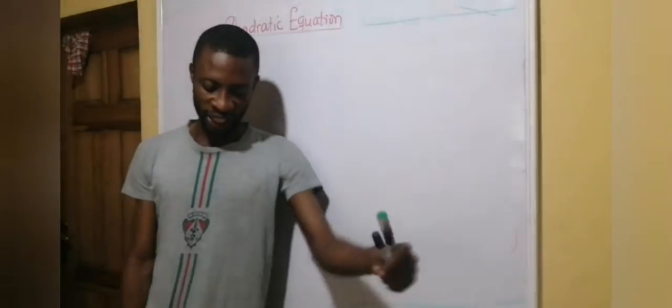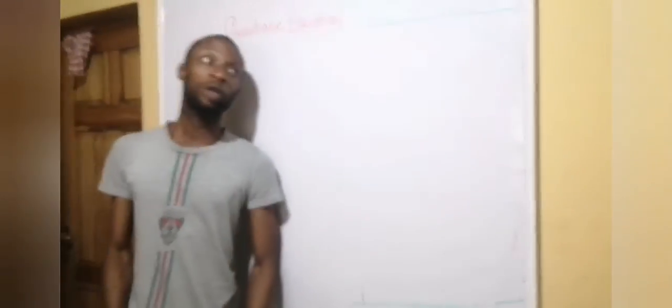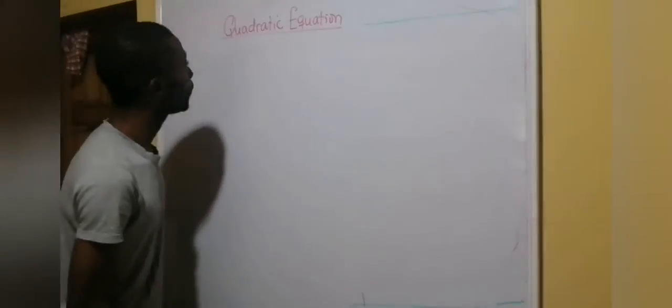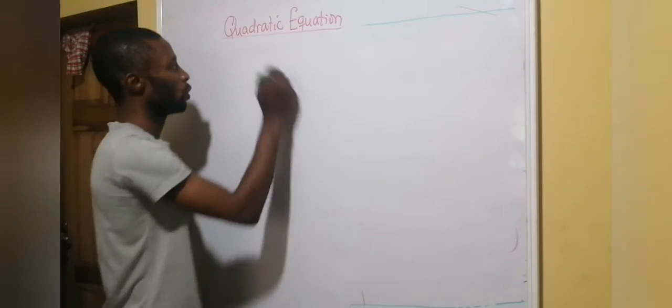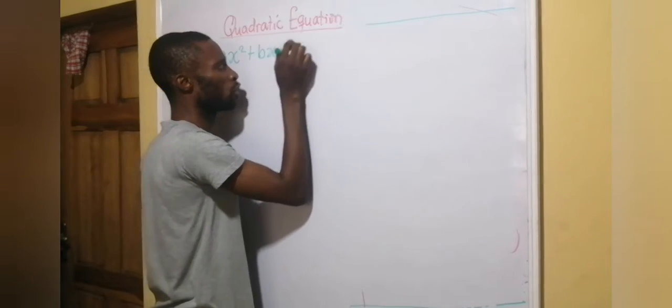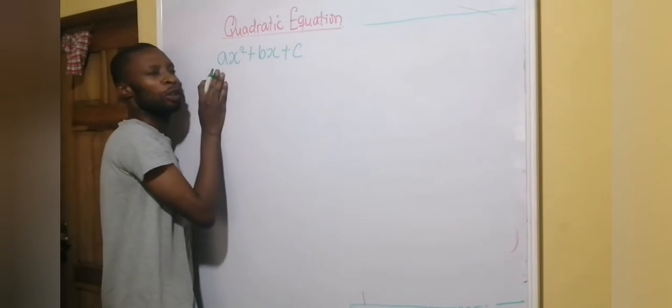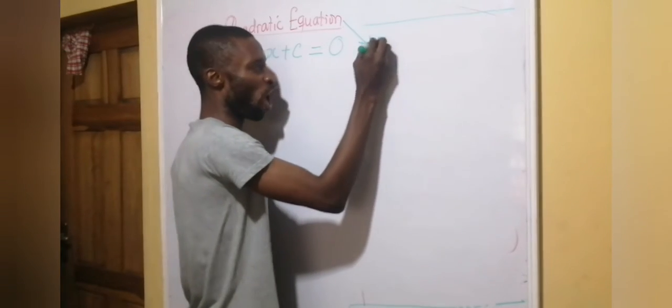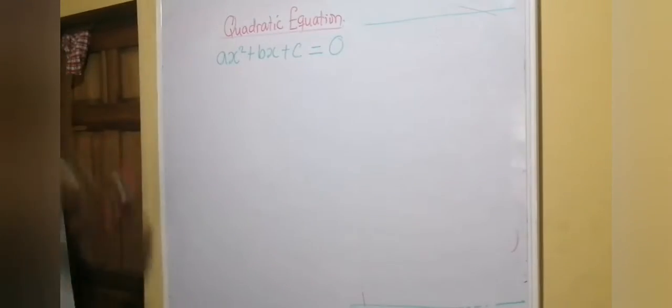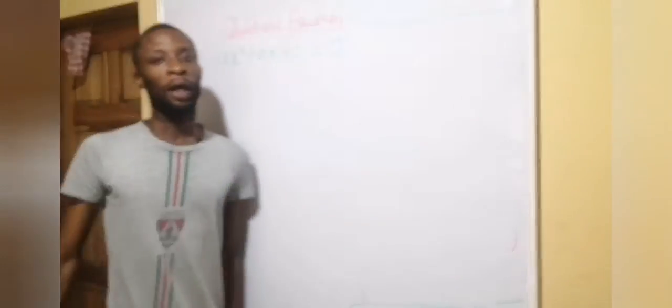Quadratic equation. In our previous lesson, we said ax squared plus bx plus c is an expression, but when it's equated to 0, it's an equation. The word equation is gotten from the word equal. So when you solve a quadratic equation, it has to be equal to 0.